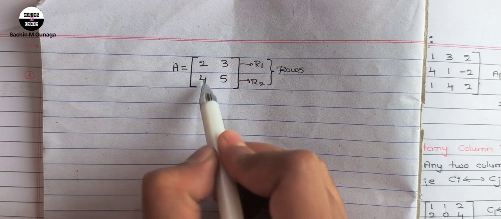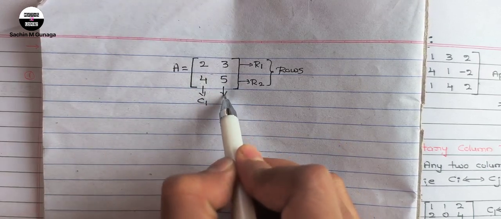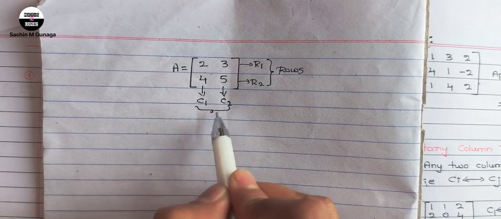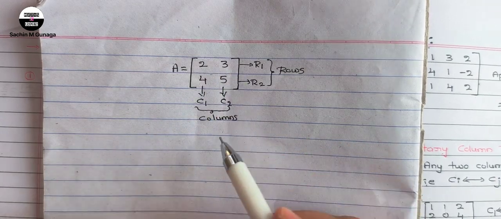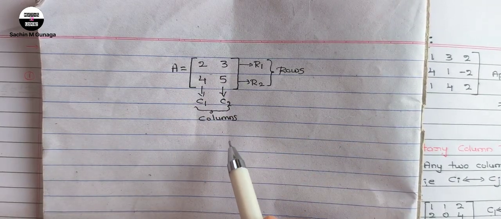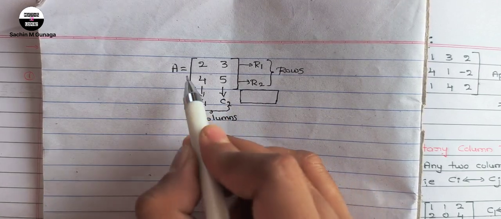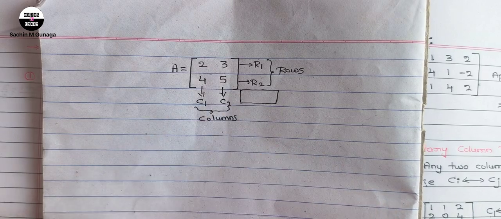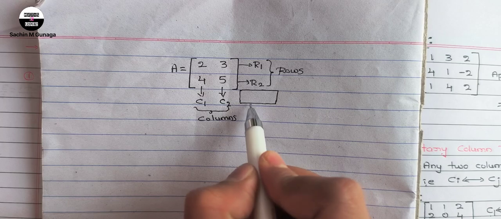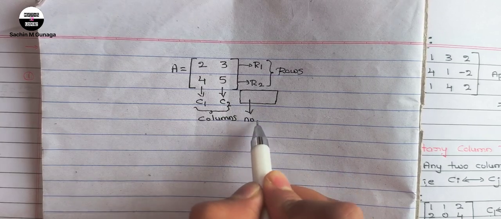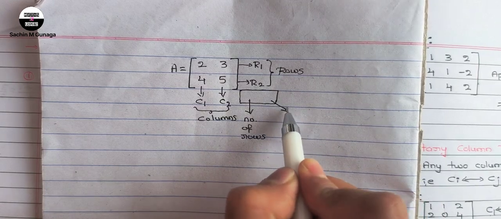Similarly, this vertical line 2, 4 is C1, and 3, 5 is C2. Together we call them columns. That is, a vertical line of numbers is called a column. Next, in this corner we are going to mention the order of this matrix. In this order, first comes the number of rows, and next comes the number of columns.